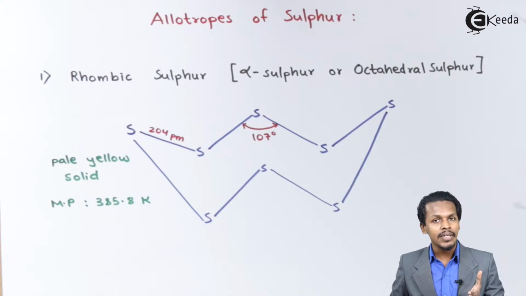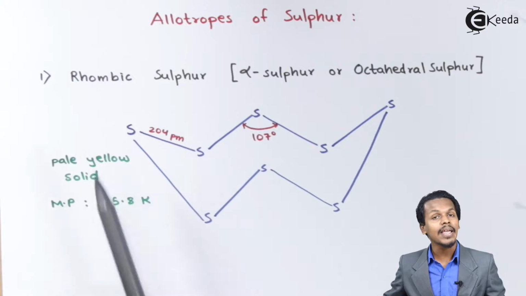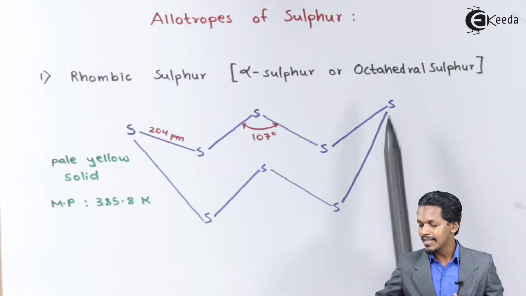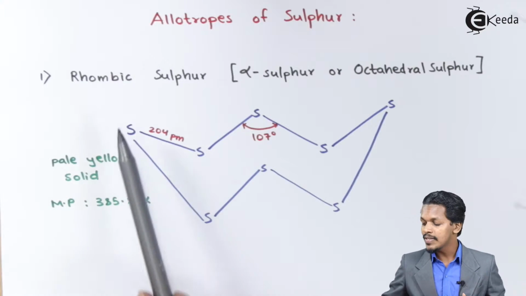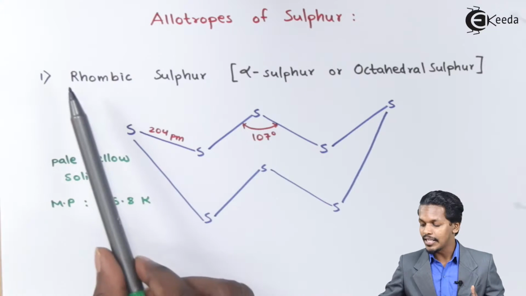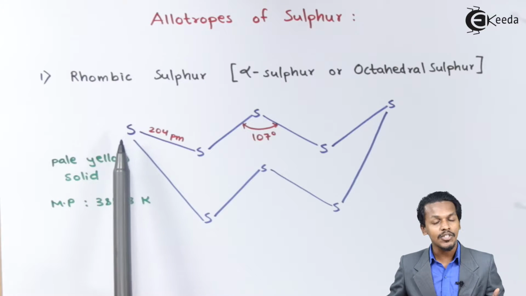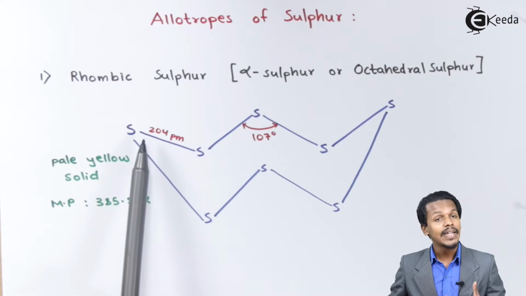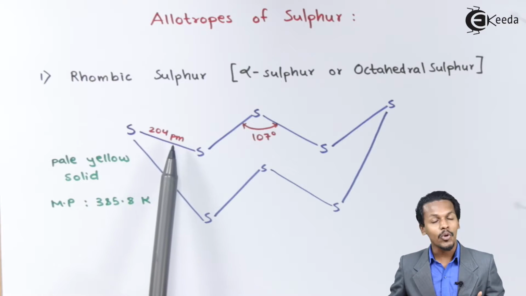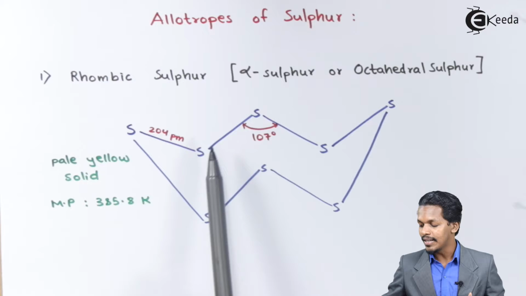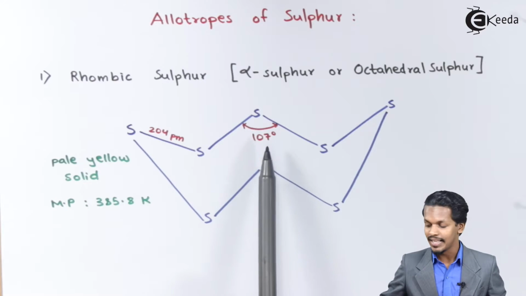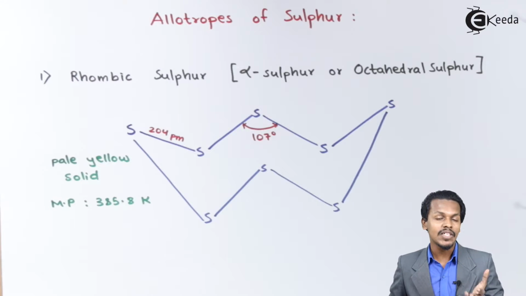Talking about the structure, it has been found that the structure is like a puckered ring, like a crown shape. This is the shape of rhombic sulfur, where the distance between one sulfur and the other sulfur is 204 picometer. And talking about the bond angle, it has been found to be 107 degree. So this was the first allotrope that I have discussed, that is rhombic sulfur. And now let me talk about the second allotrope.